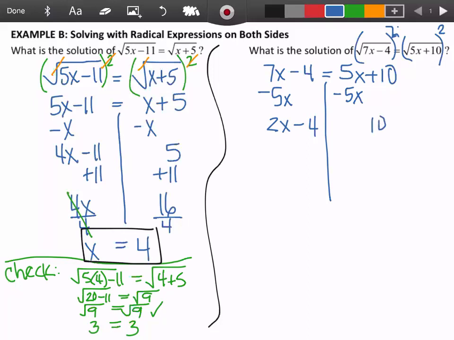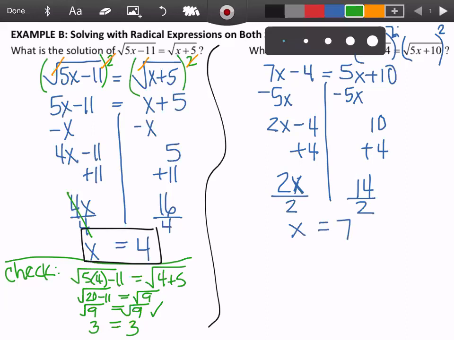Then we have to get rid of that negative 4. We want to move it over with the 10, so we're going to add 4 to both sides. We are left with 2x on the left and 14 on the right. To get x completely by itself, we're going to divide by 2. That gives us x equals 7 as an answer.